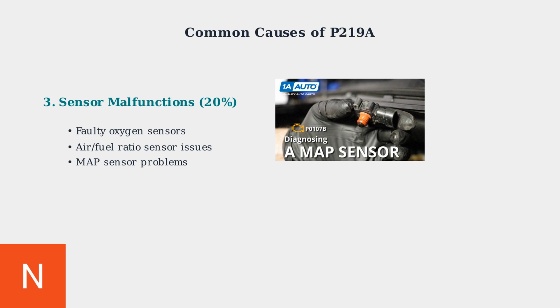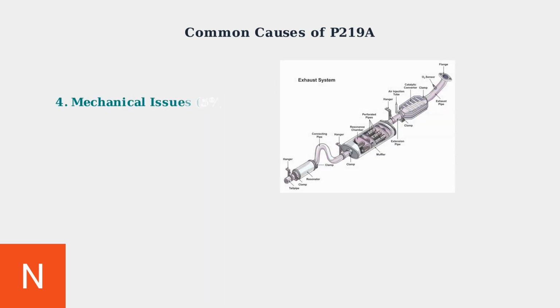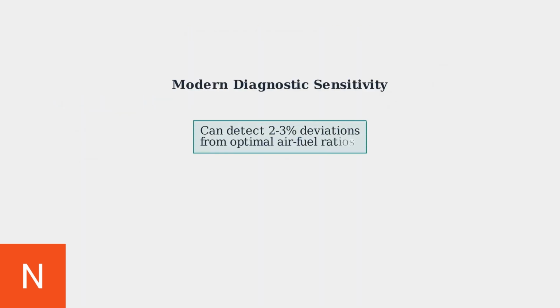Finally, mechanical issues make up the remaining 5% of cases. These include compression loss in cylinders, exhaust leaks before the catalytic converter, and PCV system malfunctions. Modern vehicles with advanced OBD2 integration and more sensitive sensors can detect even small deviations of just 2 to 3% from optimal air-fuel ratios. This increased sensitivity makes accurate diagnosis crucial for proper repair.